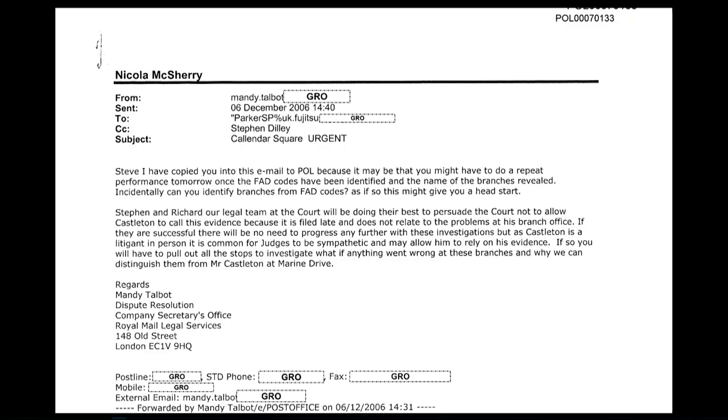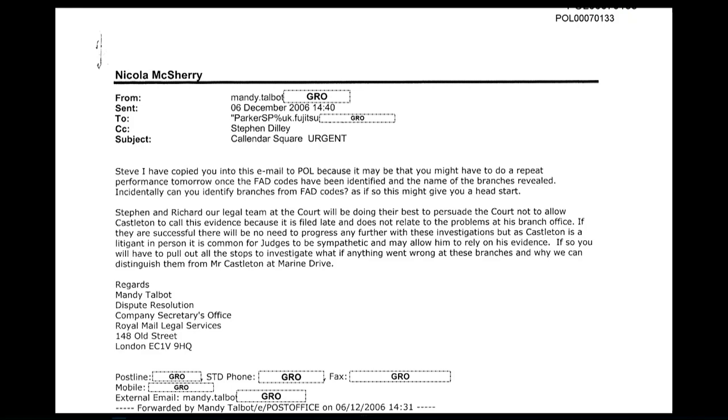Stephen and Richard, our legal team at the court, will be doing their best to persuade the court not to allow Castleton, I think that's Mr. Castleton, to call this evidence because it is filed late and does not relate to the problems at his branch office. If they are successful, there'll be no need to progress any further with these investigations. But as Castleton is a litigant in person, it's common for judges to be sympathetic and may allow him to rely on his evidence. If so, you'll have to pull out all the stops to investigate what, if anything, went wrong at these branches and why we can distinguish them from Mr. Castleton at Marine Drive.